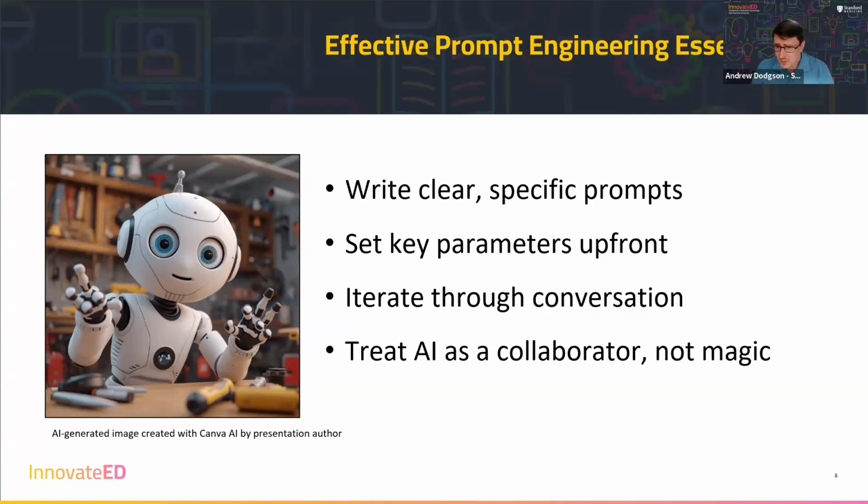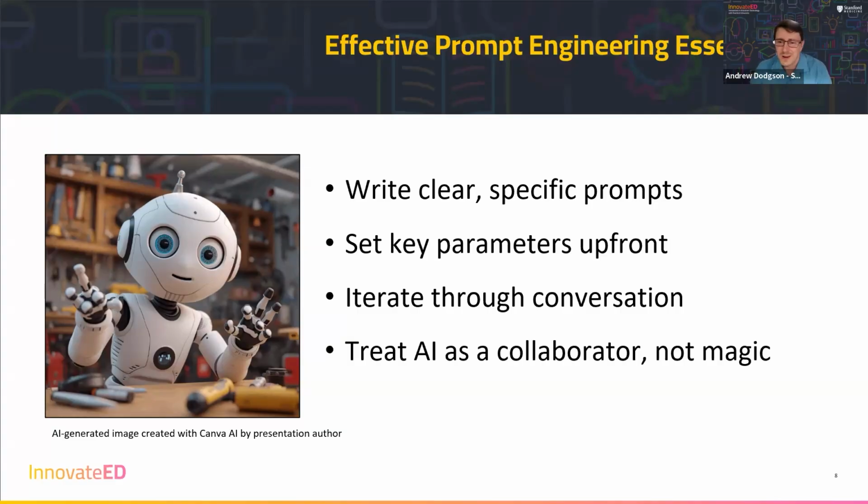The first principle I have here is to write clear, specific prompts. Instead of saying, for instance, make me a button, you can say, create an accessible call to action button that says enroll now, with a high contrast color for accessibility. The more specific you are, the closer the AI gets to what you actually want on your first try or so.